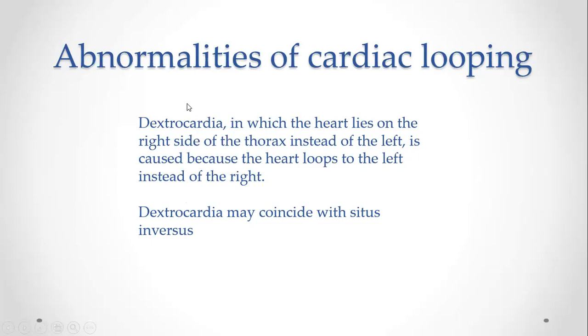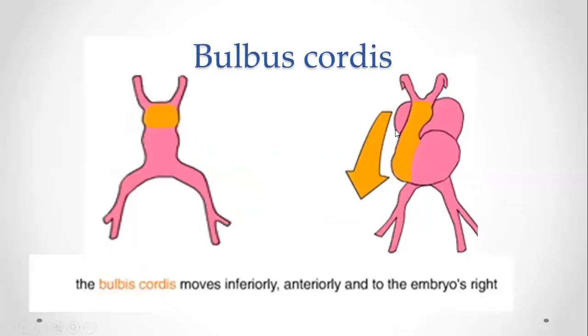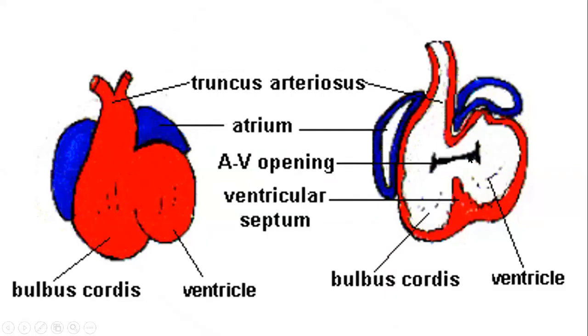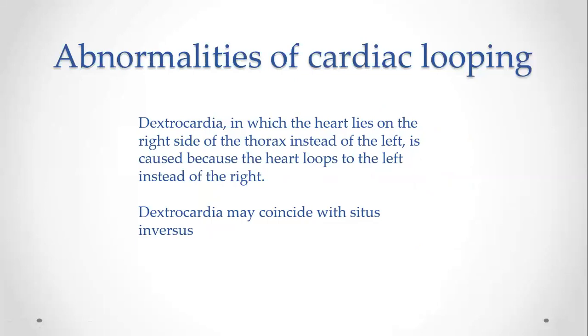So dextrocardia can sometimes be the only abnormality. Sometimes it can coincide with situs inversus, where all the organs are on the opposite side. This is because of the abnormal looping. If the bulbous cordis, instead of coming toward the right side, loops on the left side, then it leads to this condition called dextrocardia, an abnormality of the cardiac looping.